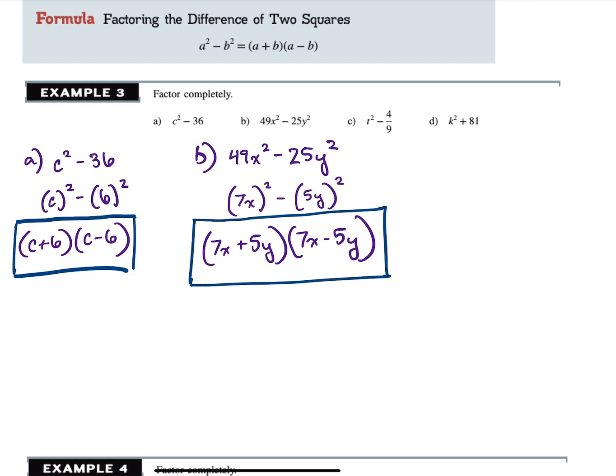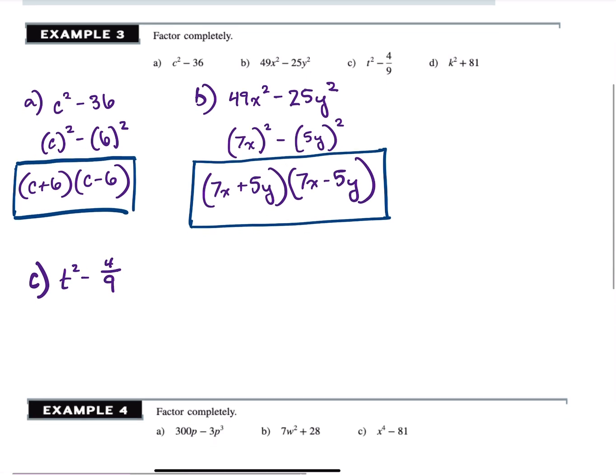Part C, it looks like we have a fraction, so let's see if we can still express it as a difference of two squares. We're given t squared minus 4 over 9. So t squared, we can write as t squared.